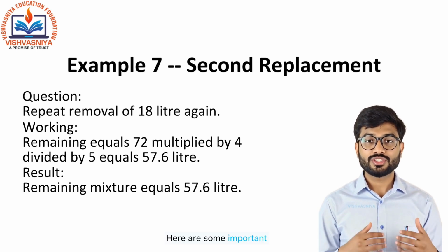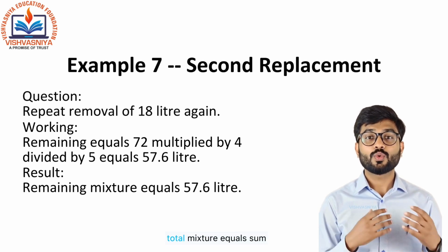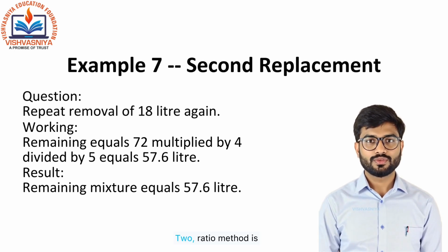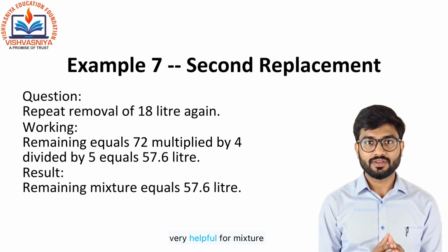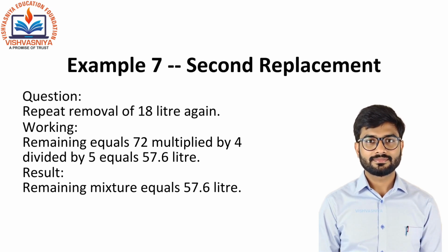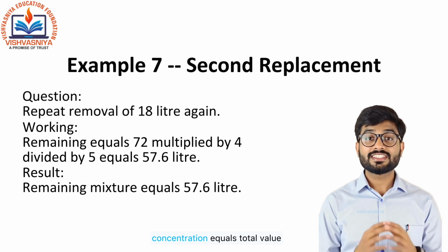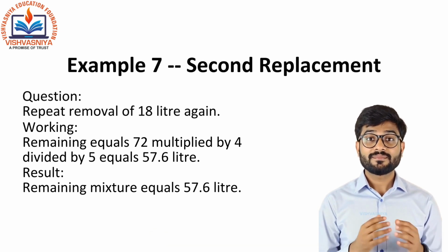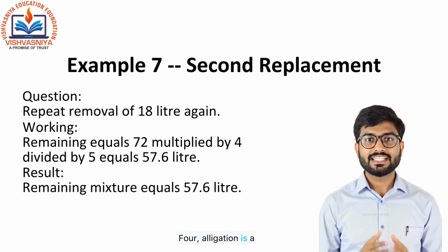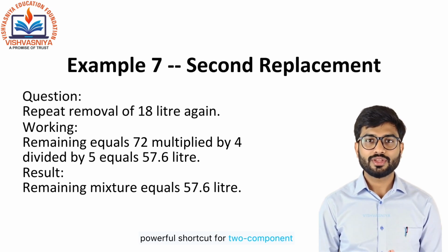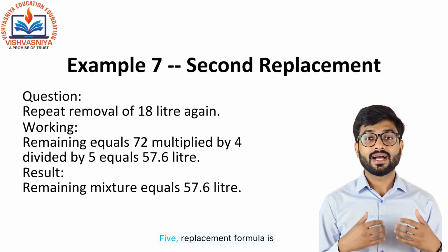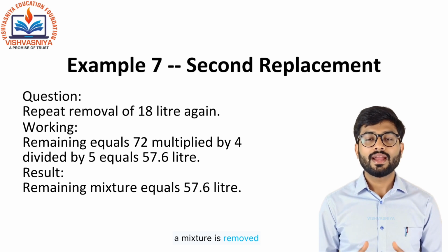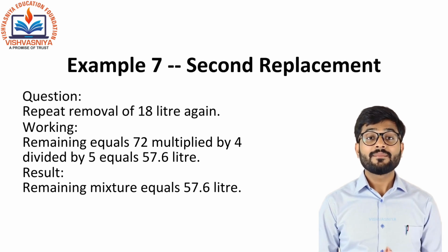Here are some important rules to remember. 1. Total mixture equals sum of all components. 2. Ratio method is very helpful for mixture composition. 3. Average price or concentration equals total value divided by total quantity. 4. Alligation is a powerful shortcut for two-component mixtures. 5. Replacement formula is used when part of a mixture is removed and replaced multiple times.